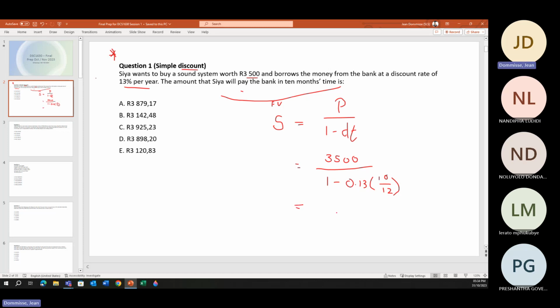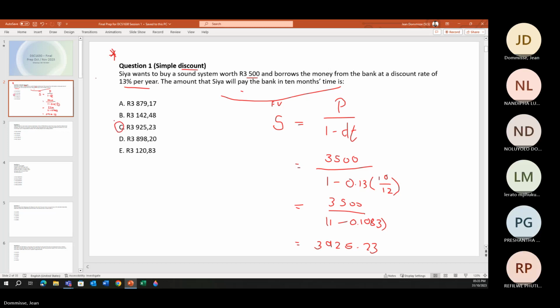So if we simplify a bit, and then if I say the 3,500 divided by, what was it, about 0.9, we'll get the value of 3,925.23, which is option C.